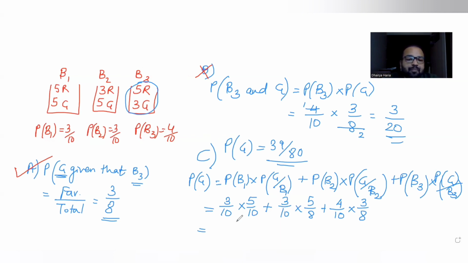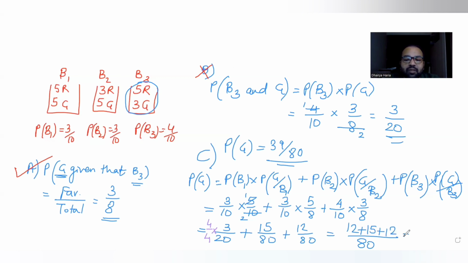So that gives me, this gets cancelled, 5 ones, 5 twos. So this gives me 3 by 20. Further, this gives me 3 by 10 into 5 by 8, so 15 by 80. And this also becomes 12 by 80. So now if I make this denominator the same, all I need to do is multiply both sides by 4. So this gives me 12 by 80 in the first fraction. All of them now have the same denominator 80, so I'll write it once. After that, in the numerator, I have 12 plus 15 plus 12. That amounts to 39 by 80.